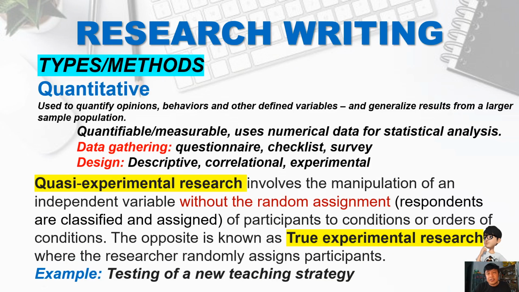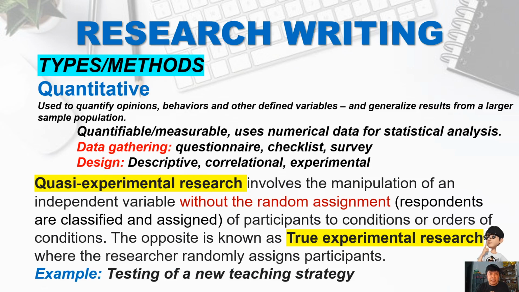Okay, another is quasi-experimental research. This involves the manipulation of an independent variable without random assignments. Without random assignments. This is the keyword when you conduct quasi-experimental research. What is without random assignment? Respondents or participants are classified and assigned to conditions or orders of the conditions. So when you group your participants or your respondents, and you are the ones who assign them to a particular group, this will fall under quasi-experimental research.